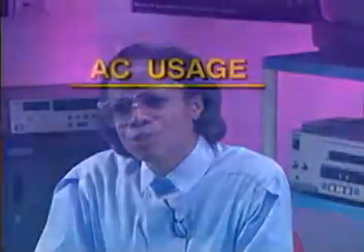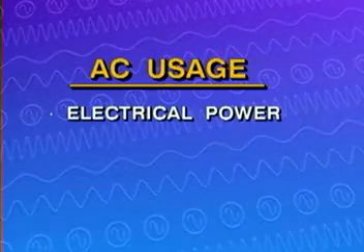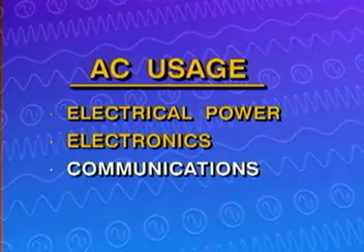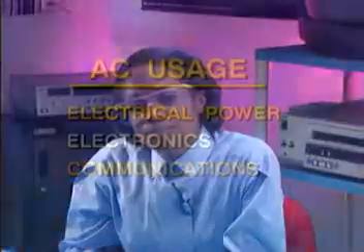The widespread utilization of AC can be grouped into 3 general categories of usage: for electrical power, for electronics, and for communications. Let's take a closer look at each one, beginning with electrical power. This is the type of AC usage you're probably most familiar with. Many devices, motors, appliances, and machines access alternating current directly for power through being plugged into a wall outlet.